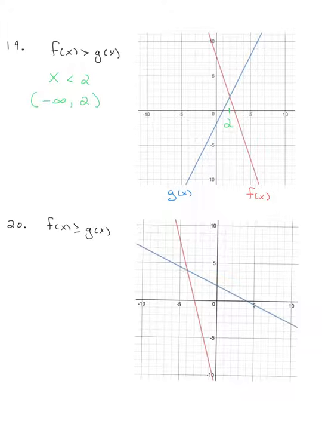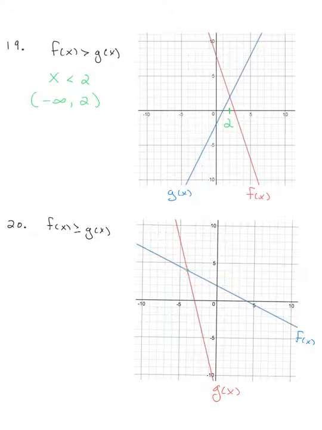For question 20, I want to figure out where f of x is greater than or equal to g of x. So let's again correctly label our functions. They both have a negative slope, but g of x is definitely a steeper decrease than f of x. So for this reason, this is g of x. It has a slope of negative 4 and also a y-intercept of negative 12. And then this one, f of x, has a slope of negative 0.5 or negative 1/2.